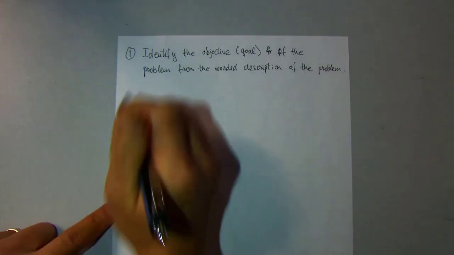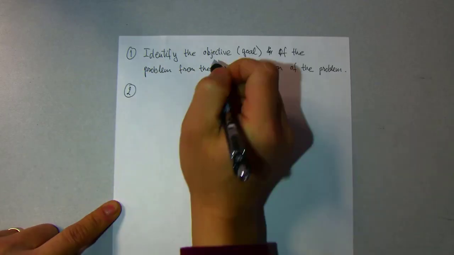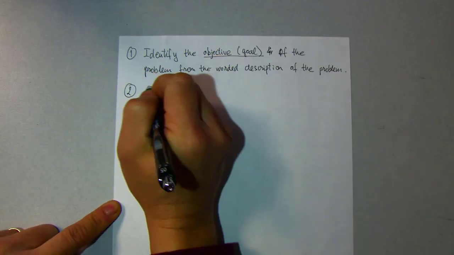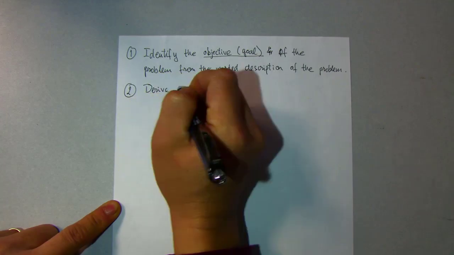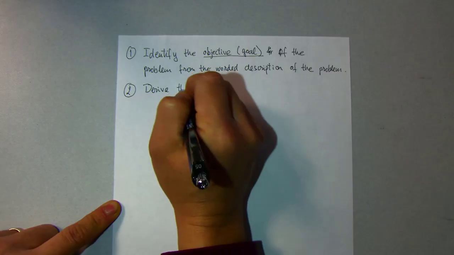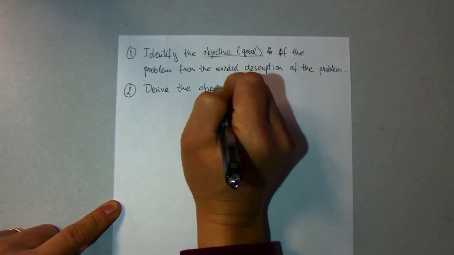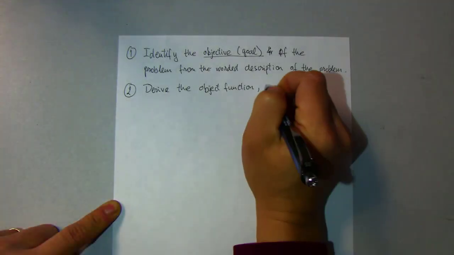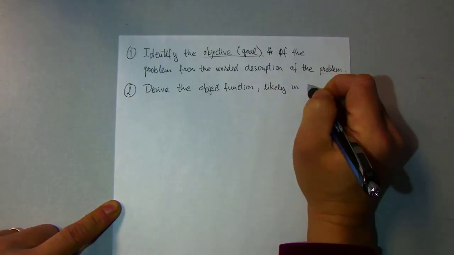And the next step here, once we've identified the objective or the goal, now we should be able to derive the objective function. Here I have to say likely in multiple variables.